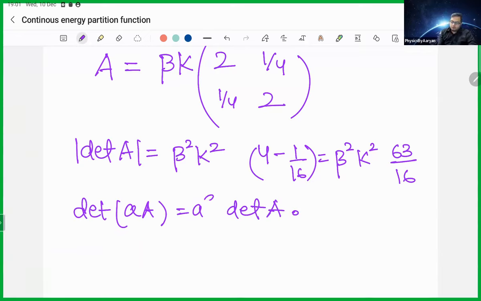Okay, now comes specific heat. Specific heat you all know. Specific heat is average energy divided by temperature. Divided by temperature means differentiate with temperature. Average energy you have already calculated. If you differentiate with temperature, you will find your specific heat. So specific heat also you can find.